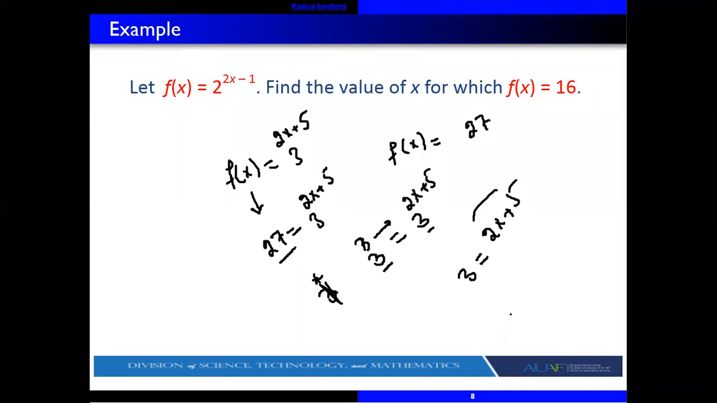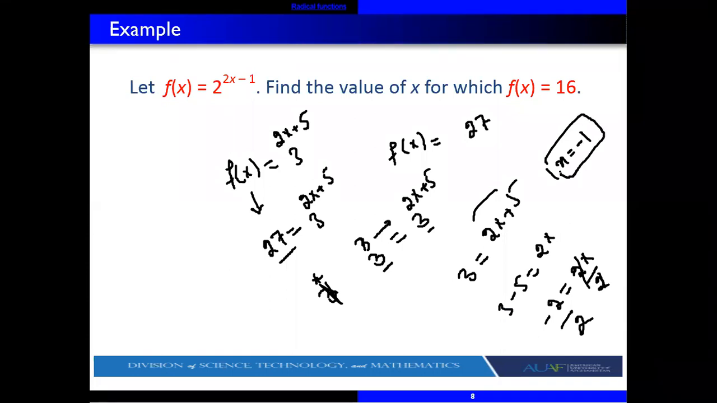Transfer 5 to the other side. 3 minus 5 equals 2x, and 3 minus 5 equals minus 2, so minus 2 equals 2x. To find the value of x, divide both sides by 2. These two cancel. What is the value of x? x is equal to minus 1.